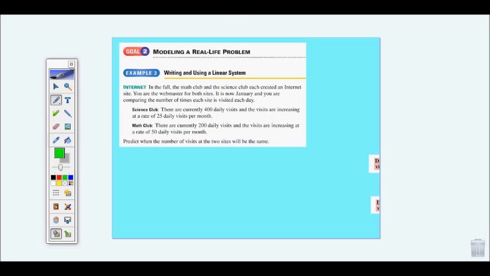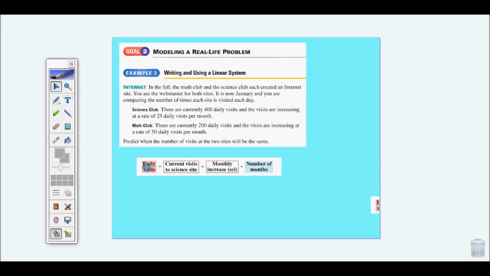So our next one says we're going to model a real life problem. In the fall, the math club and science club each created an internet site. You are the webmaster for both sites. It is now January and you are comparing the number of times each site is visited each day. So there are currently 400 daily visits, and the visits are increasing at a rate of 25 daily visits per month. So for the science club, we could say the daily visits equals the current visits to the science site plus the monthly increase for the number of months.